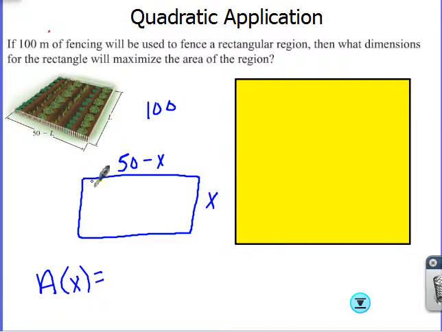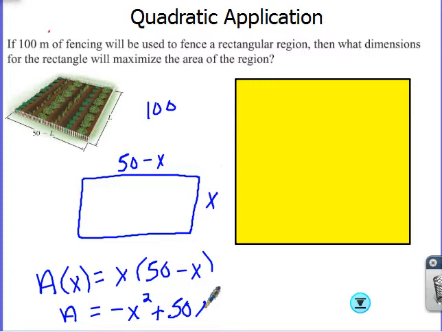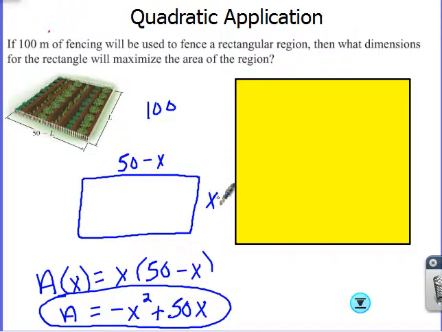To find the area of a rectangle, you'll always do length times width. So that will be X times 50 minus X. If you multiply that out, A of X is equal to negative X squared plus 50X. Let's just flip-flop those two around. That's my function for area, depending on what I choose for X. If you let X be 1 or 2 and plug it in, you get the area. So we want to make this area as big as possible.